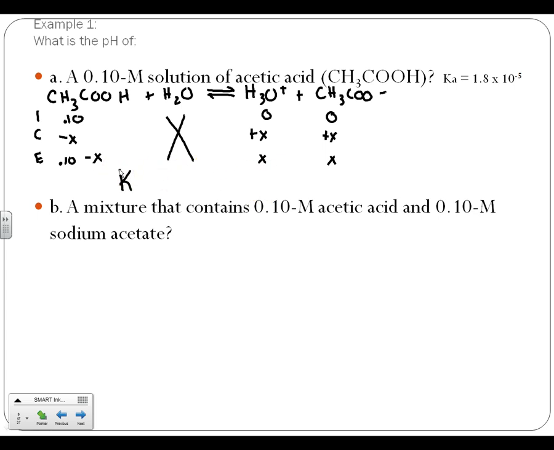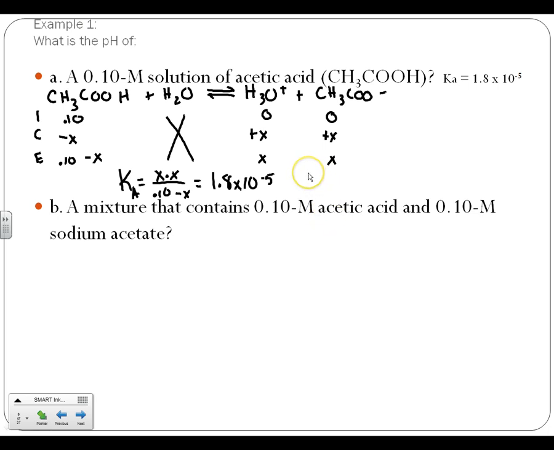Let's plug this into my Ka expression. Okay, products over reactants, so I'm going to have x times x divided by 0.10 minus x. You have to know the Ka. It's going to be somewhere in the problem, or there's a big table in the back of your textbook. You can always look it up, but on exams, you'll be given that piece of information. And now we can go ahead and solve for x.